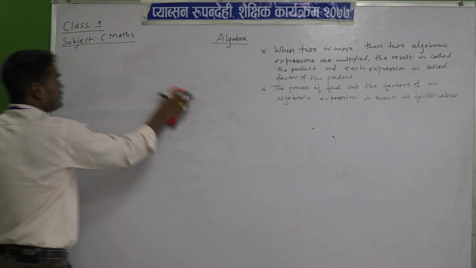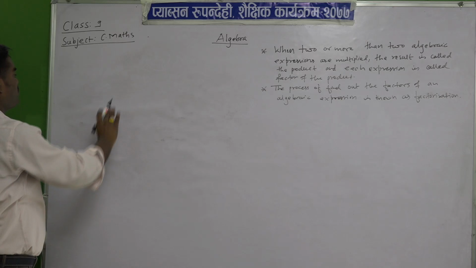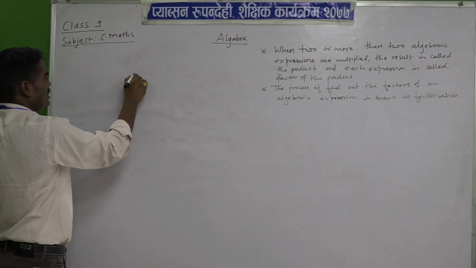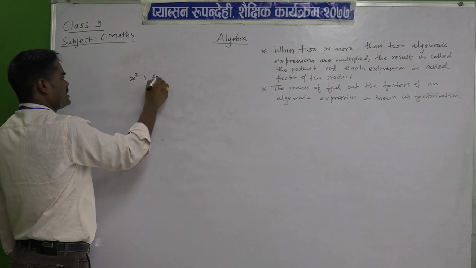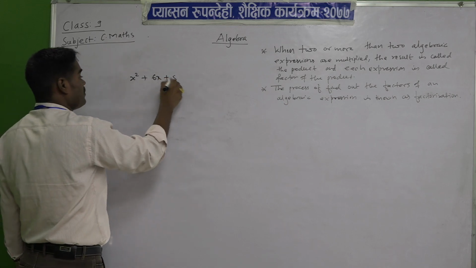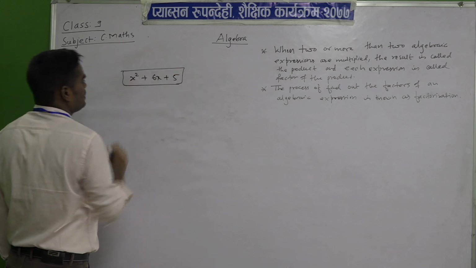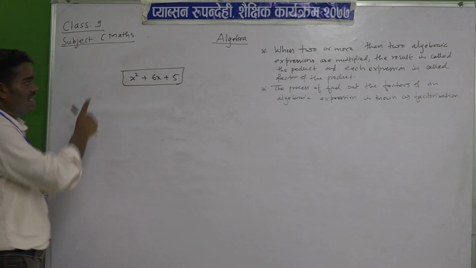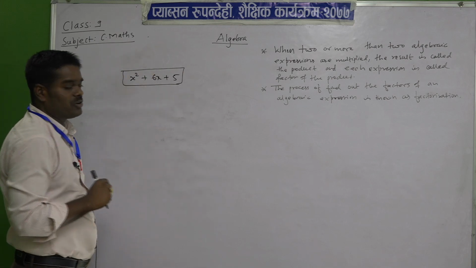So here, let's see, like this. Suppose here is x square plus 6x plus 5. Now we have to factorize. How many terms are here? 3 terms. First, second, third. Here 3 terms are there. This expression is, you can say, a trinomial expression.